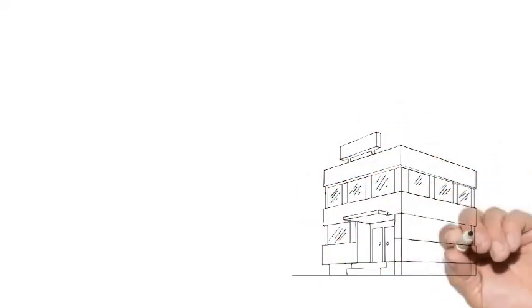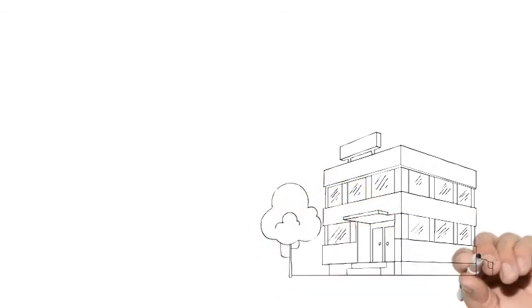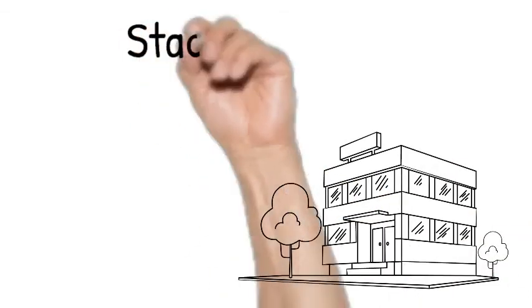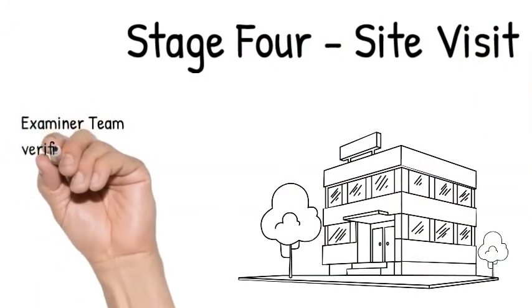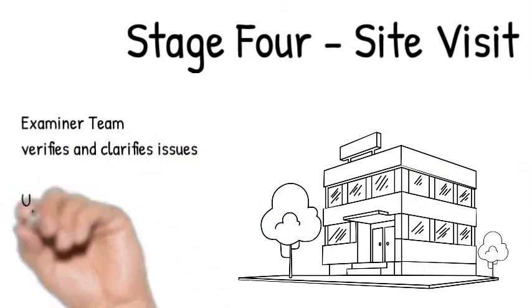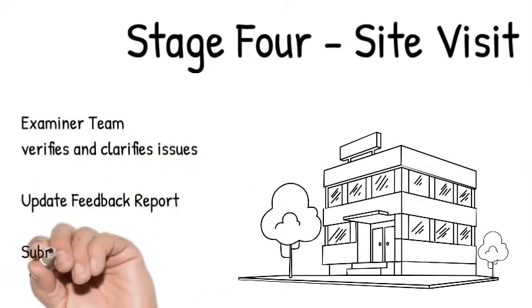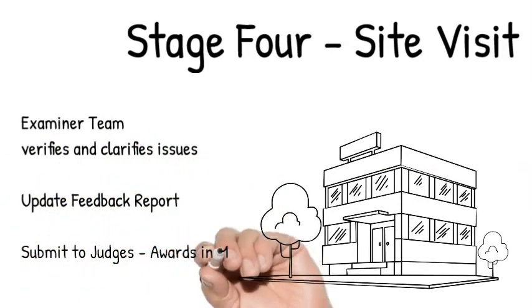During Stage 4, the site visit, the examiner team prepares a list of issues to be examined. They visit your organization with the purpose to verify and clarify these issues that were identified in the analysis. This process is used to update the feedback report, which is then finalized by the team. All materials are then provided to the judges who make the final award recommendations.